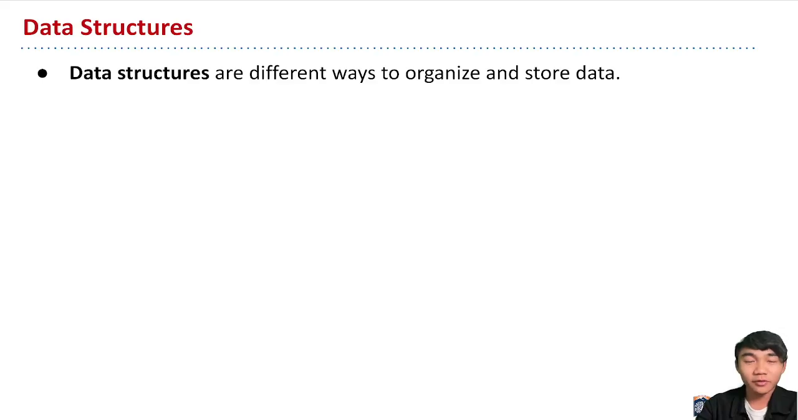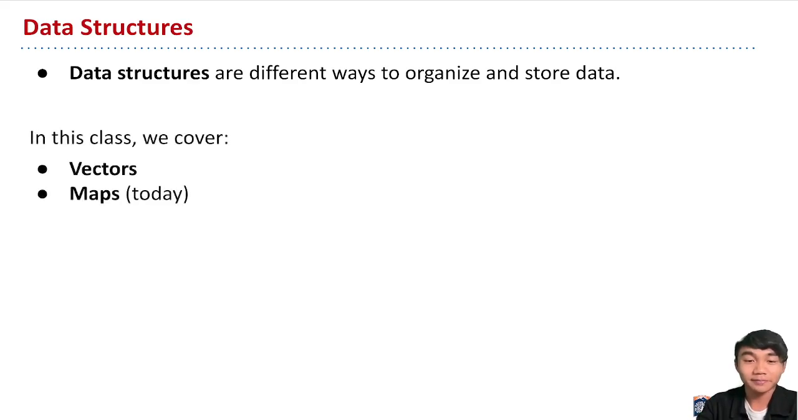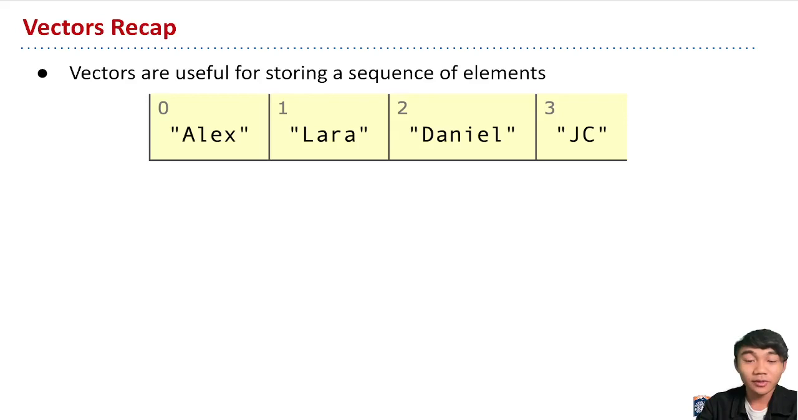So previously, you've already been introduced to one way that we can organize and store our data using a data structure called the vector. And today, we're going to be talking about a new data structure called the map. You've already seen how vectors are useful for storing a sequence of items, and they come in handy, especially when you want to store a list of elements like this list of names.